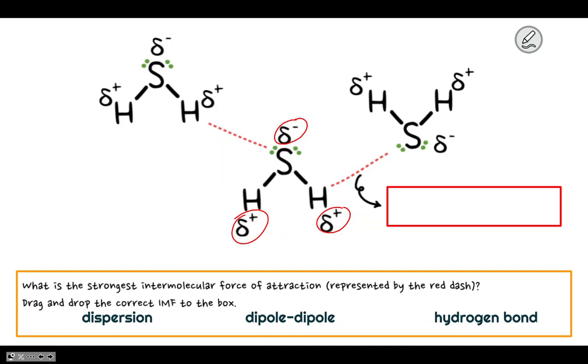In order to have hydrogen bonding, it has to have HF, HO, or HN. Does it have any of those? No. So this one, the strongest force it's going to have is dipole-dipole. That's the strongest one shown in that particular one.